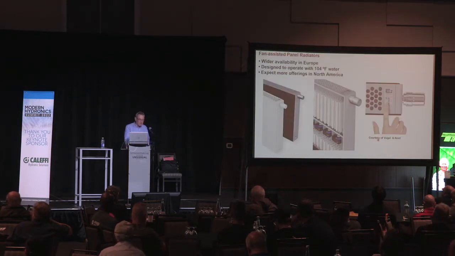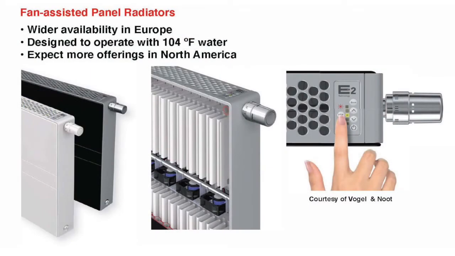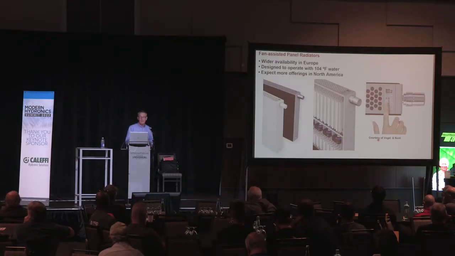This is just a picture of a European product, Vogel and Noot. You can look them up online. But it's an example of one of those fan-assisted panel radiators that actually has a little circuit board in it. Those fans will vary their speed as the room conditions change. It still has a thermostatic valve on it, so it uses that type of zoning. But I think you will see more offerings in North America pretty soon on this because, again, these are ways to evolve a basic panel radiator design forward to give you better compatibility with low temperature heat sources like heat pumps.